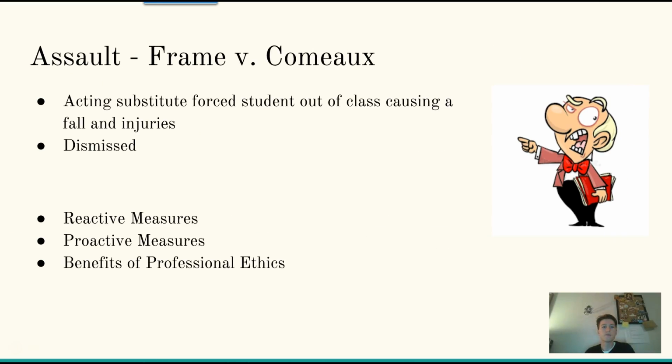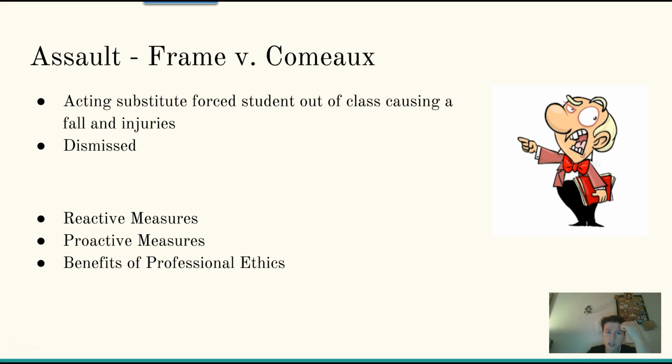All right, last case. Frame versus Comey, and this is an acting substitute that forced a student out of a class, causing a fall to the student. The student fell, had injuries to themselves, and the case was actually dismissed. They were not charged. The substitute teacher was not charged. Okay. So in this situation, the student was actually being a disruptive student to the class, and that's why the teacher was having them removed.